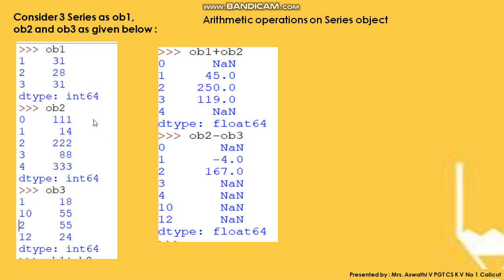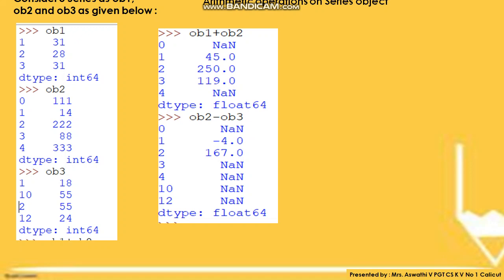Similarly, look at the next example, OB2 minus OB3. Which are the matching indexes? Here it is 0 to 4, and here it is 1, 10, 2 and 12. So which is the matching index? Only 1 and 2. So only for 1 and 2 the values will be subtracted, and all the other index values will be NaN.